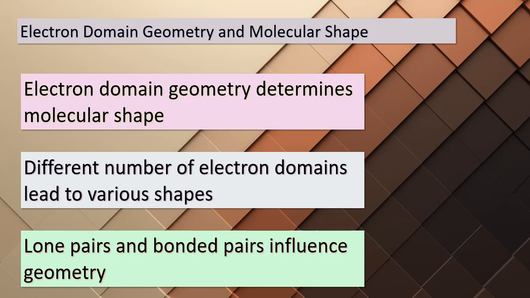With 3 domains, we move into trigonal planar and pyramidal shapes, depending on whether there are lone pairs involved. 4 electron domains give rise to tetrahedral and square planar shapes. It's truly a dynamic puzzle where both lone pairs and bonded pairs influence the final geometry. This understanding forms the cornerstone of the VSEPR model, helping us uncover the mysteries of molecular architecture.